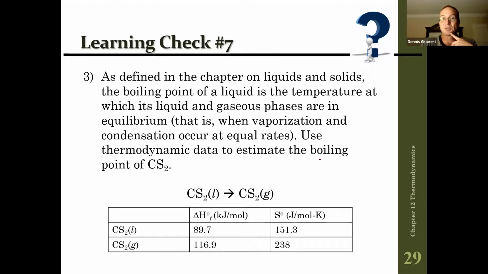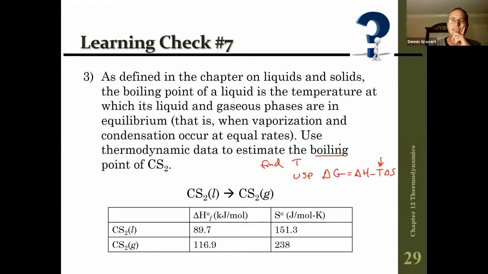So what's your variable for boiling point? What's the thing you're looking for? You're looking for the temperature, right? So you want to estimate the boiling point. So you're trying to find T. And then you're going to use delta G equals delta H minus T delta S. And what happens at the boiling point?